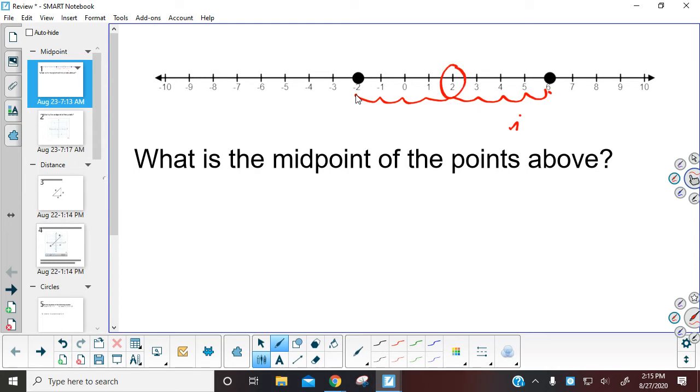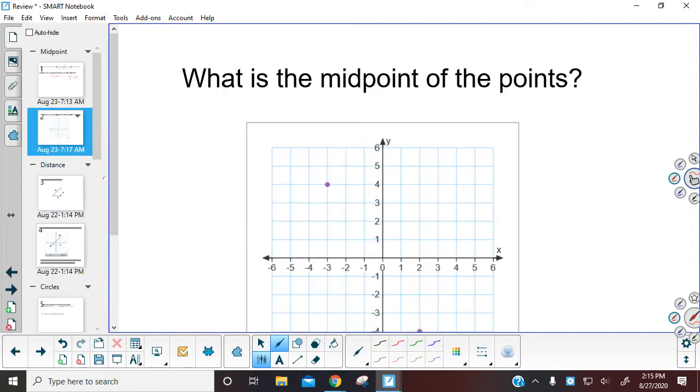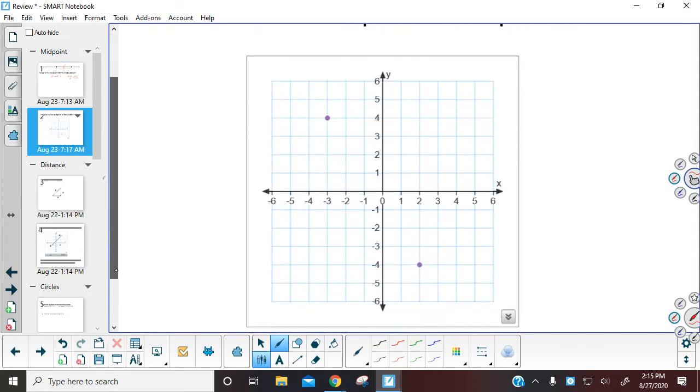However, if we look at the numbers -2 and 6, which are the two endpoints, the numeric relationship between -2 and 6 and this midpoint is that if you were to average them, so you're going to add them and divide by 2, that midpoint 2 is indeed the midpoint that we came up with by looking at the picture. So when you look at a number line, you can either count in or you can take the average of the points.